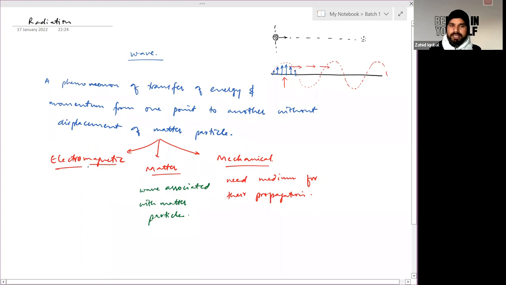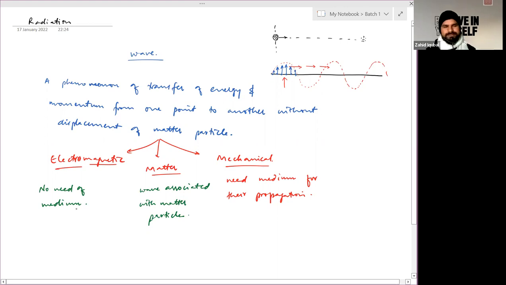And next is electromagnetic wave, a wave which does not require any medium for its propagation and can even travel through vacuum. So no need of medium for its propagation.